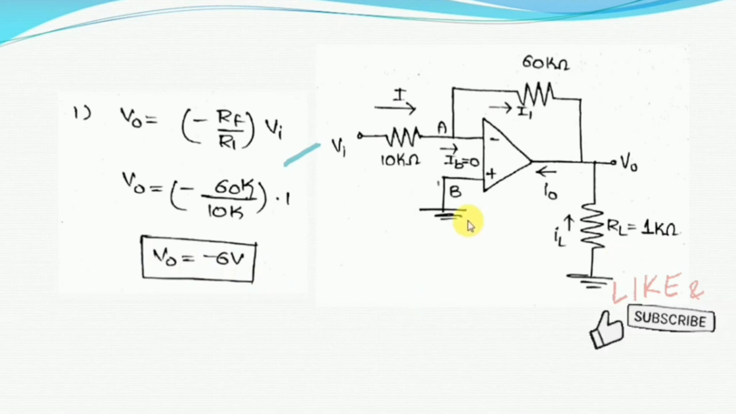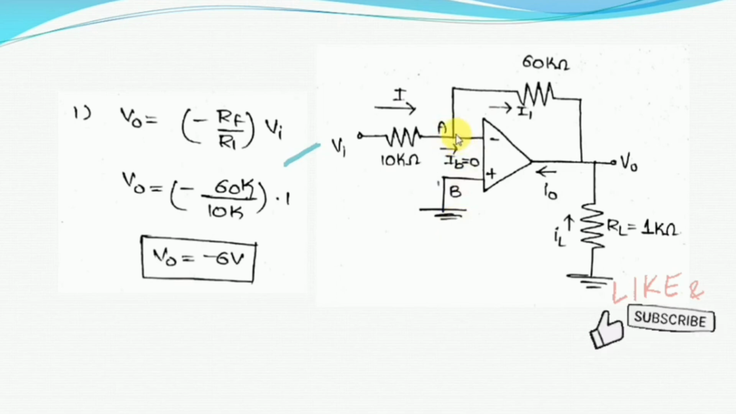And the next one they have asked is to find out the current flowing through the resistors. If you observe, I is the current flowing through the resistor 10 kilo ohms. So for this I, one terminal is Vi and the other terminal is connected to Va. So from the virtual ground concept, the Va and Vb voltages are same. Since from the circuit the Vb is connected to ground, therefore the Va is also at ground.